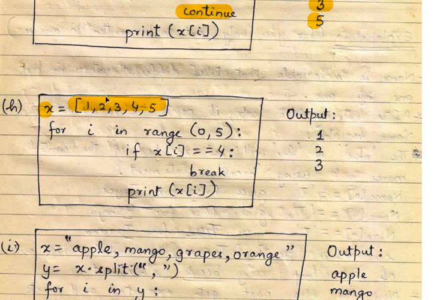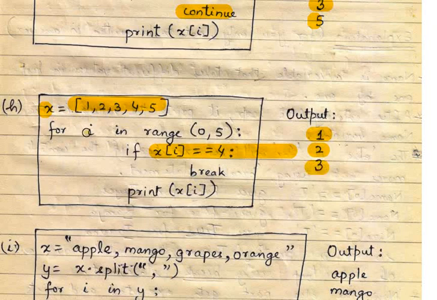So when the value of I is 0, when the loop executes, x0 is 1. Because x0 double equal to 4 is not true, break is not getting executed, and it would be printing x0. x0 is 1, so 1 gets printed, followed by the value of I becoming 1. Because x1 is equal to 4 is again not true, because it is 2, so it is false. x1 is 2 double equal to 4 is false, so break will not get executed, and it would be printing x1, which would be 2. Again the value of I would be 2, so x2 is 3 double equal to 4 is false, so break will not get executed, and x2 gets printed, which is 3.